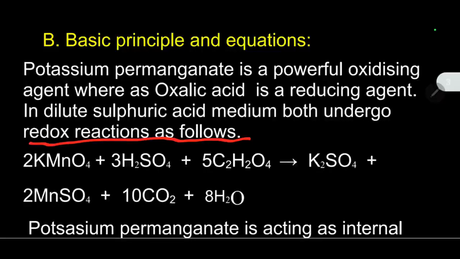That is, 2 moles of potassium permanganate reacts with 3 moles of sulfuric acid, undergoing redox reaction with 5 moles of crystalline oxalic acid, to form potassium sulfate, manganese sulfate, 10 moles of carbon dioxide, and 8 moles of water.